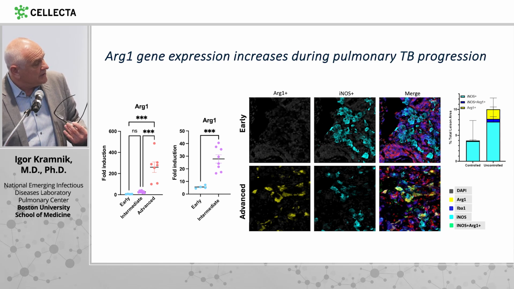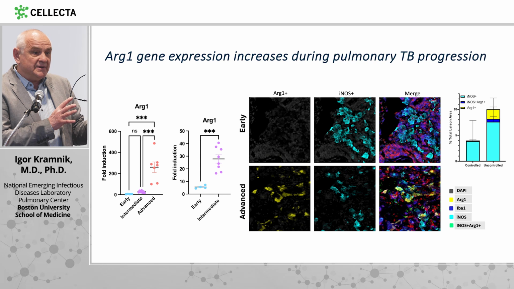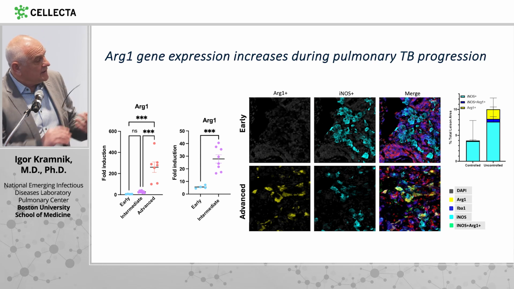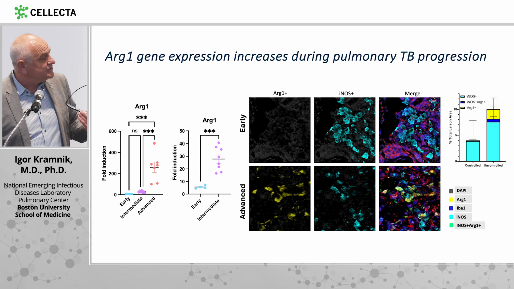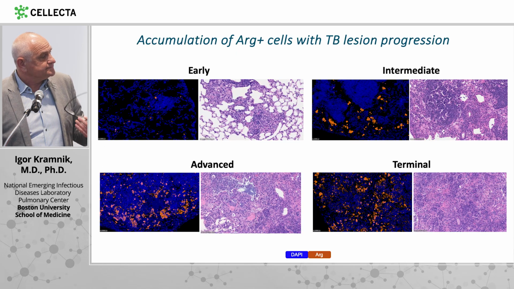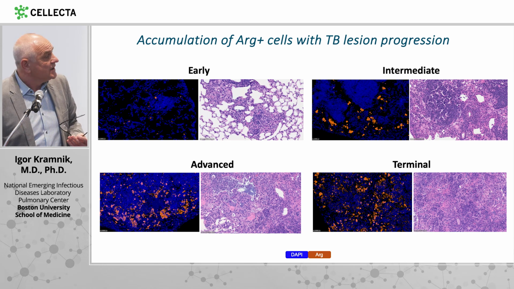And here what I show in advanced lesions, you have 2 populations, M1 and M2, that colocalize to the same lesion and often closely interact with each other. So this is kind of new biology that we're very excited to continue to study, and that was possible to uncover using this technology.